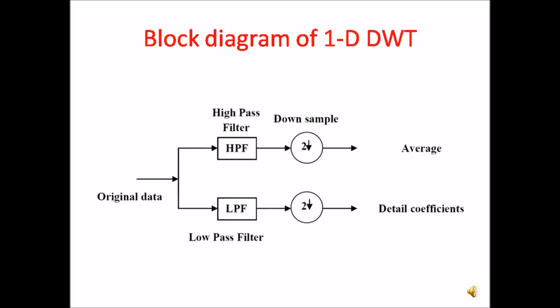This is the block diagram of 1D DWT. The original data is fed into high pass filter and low pass filter, which is downsampled by 2 in order to obtain the average and detailed coefficients of DWT. This is the basic block diagram of 1D DWT. The block diagram differs from the type of dimensions.